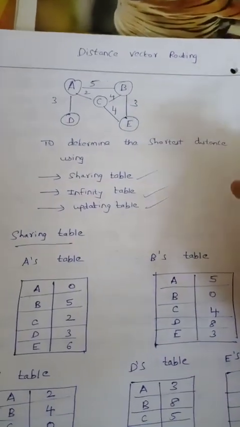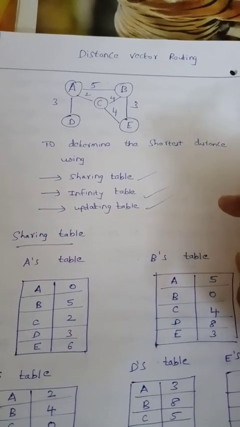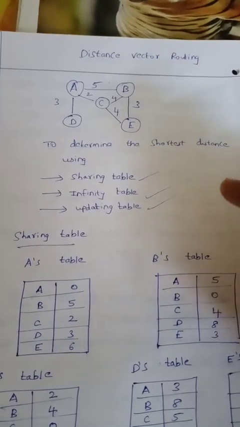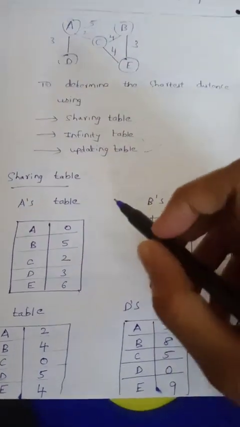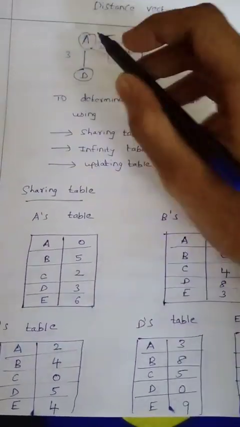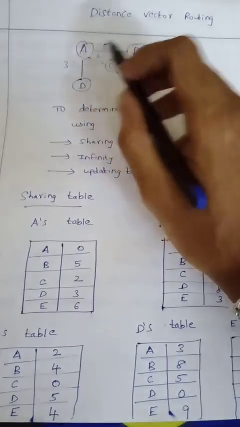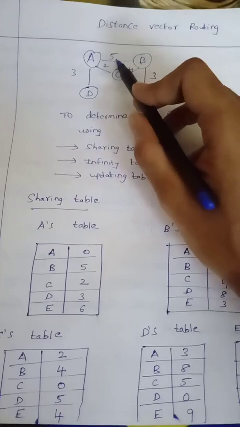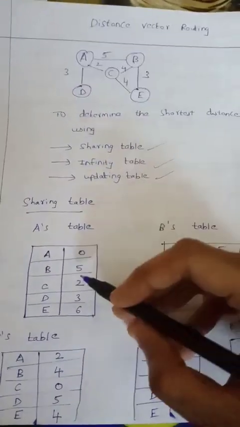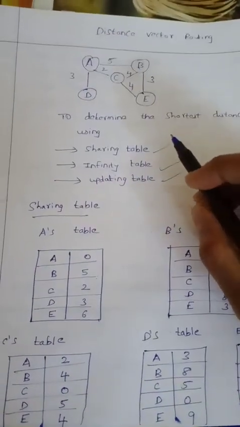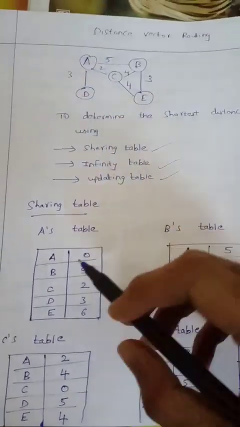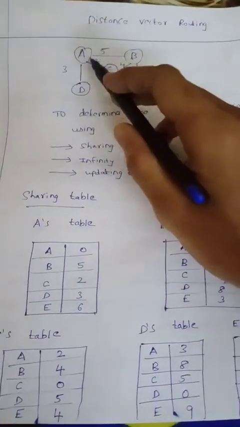As I already mentioned earlier, I have to create a table individually for A, B, C, D and E. First I am starting with A's table. How am I creating A's table? Look here. A to A will always be 0, and A to B in the undirected graph is 5, so I write 5 here. A to C is 2, so I write 2, and A to D is 3, so I write 3.